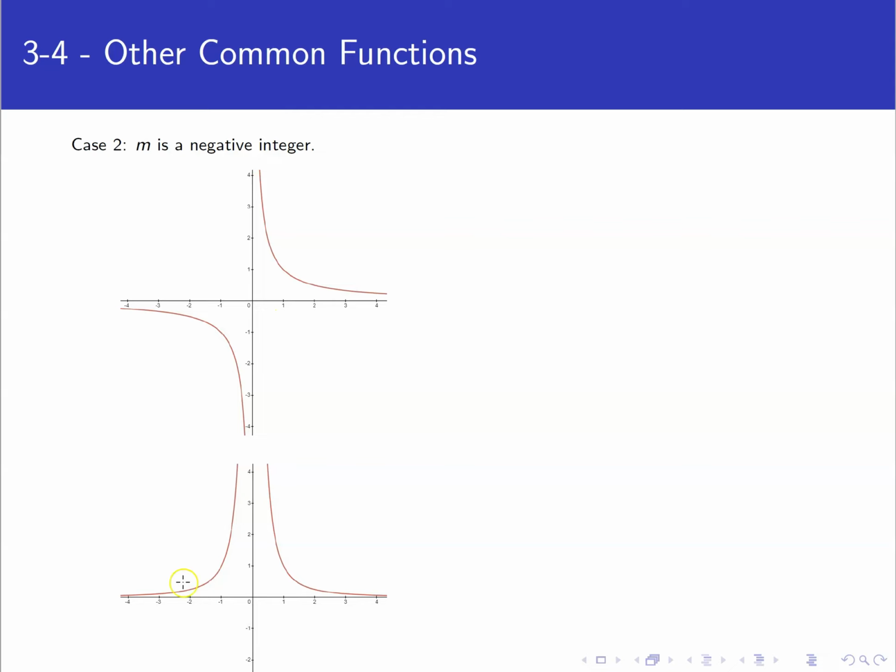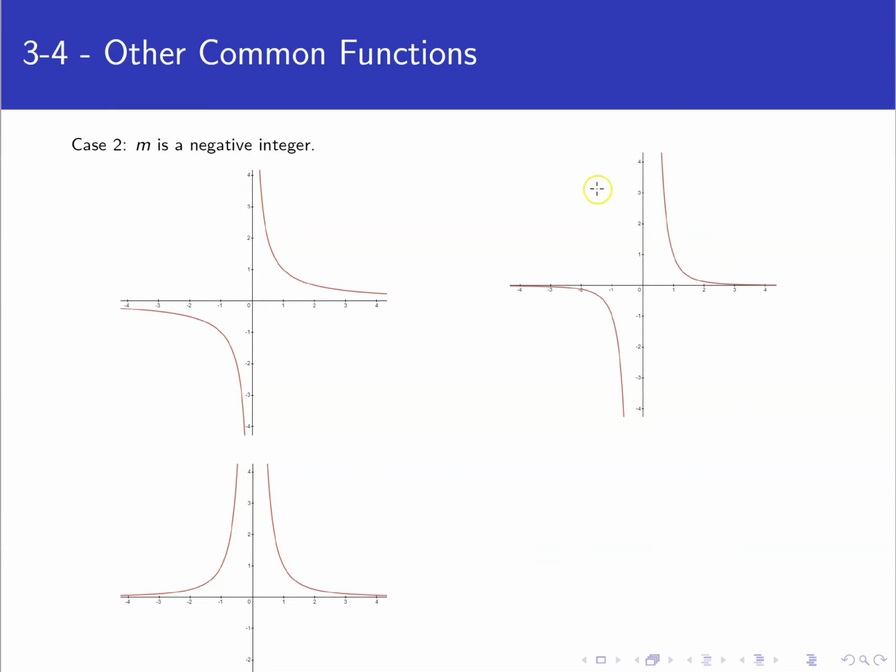What if m is negative 2? Well, now both sides of that are above the x-axis. And that makes sense, because in this case you would have 1 over x squared. That's what would happen if m was negative 2. 1 over x squared always has to be positive. So we would expect that the graph would always be above the x-axis.